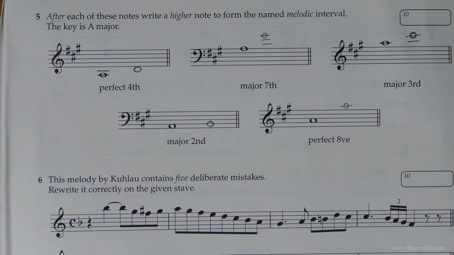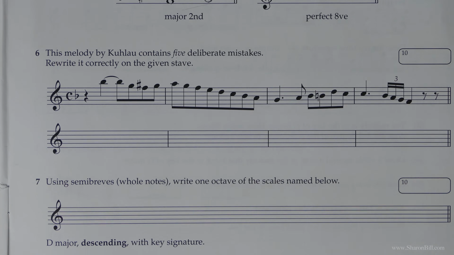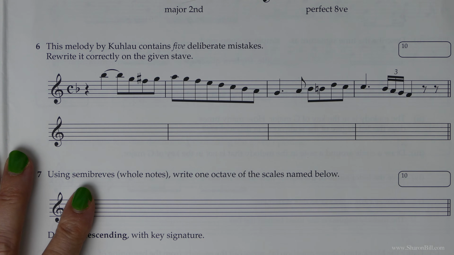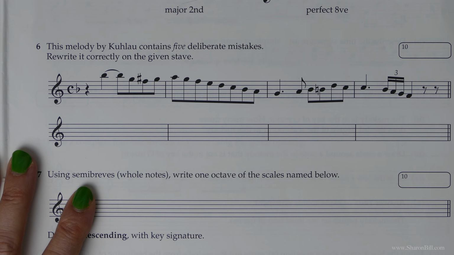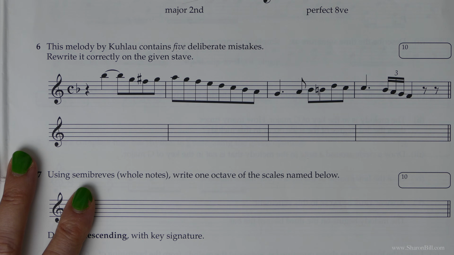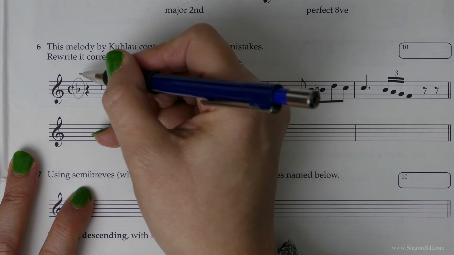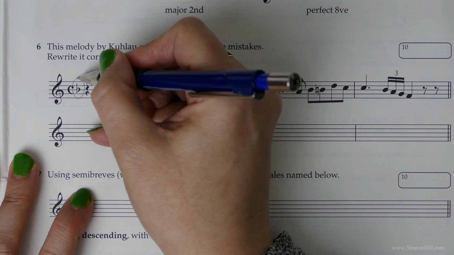Let's carry on to question 6. So this melody contains 5 deliberate mistakes. We need to rewrite it correctly and correct those mistakes. So let's see what we've got to change before we start writing, because we don't want to copy in anything that's incorrect. Well, straight away we can see that the key signature is in the wrong place.